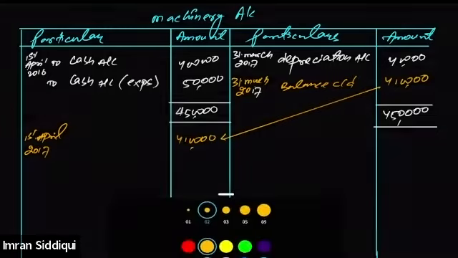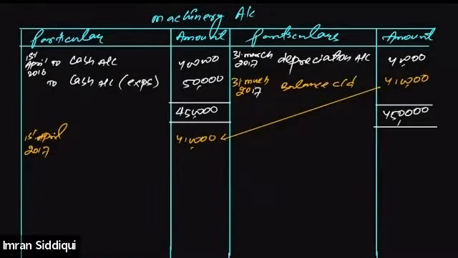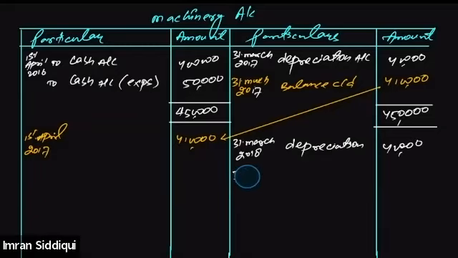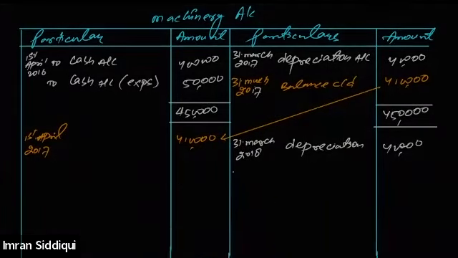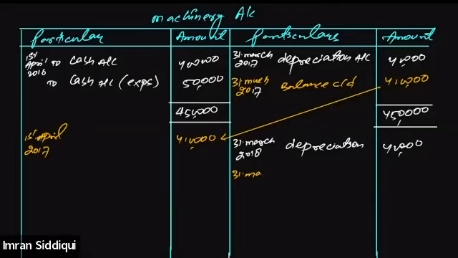And in the next year, we did not purchase any machinery. We will simply charge depreciation for this year. On 31st of March 2018, depreciation will be charged. What amount? 40,000 only, because annual depreciation is 40,000. 40,000 will again be reduced. On 31st of March, closing balance of the machine will be, this is called balance CD. Balance CD for this year will be 4,10,000 minus 40,000.